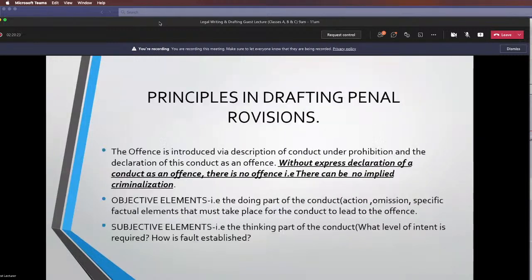A minimum fine is not encouraged because we leave that to the discretion of the court. We give a maximum. Now, in principles of drafting penal provisions, it's important that the offense is introduced by a description of the conduct under prohibition and the declaration of this conduct as an offense. We cannot have an offense if it's not properly provided for. Without express declaration of a conduct as an offense, there is no offense. So we cannot have implied criminalization.